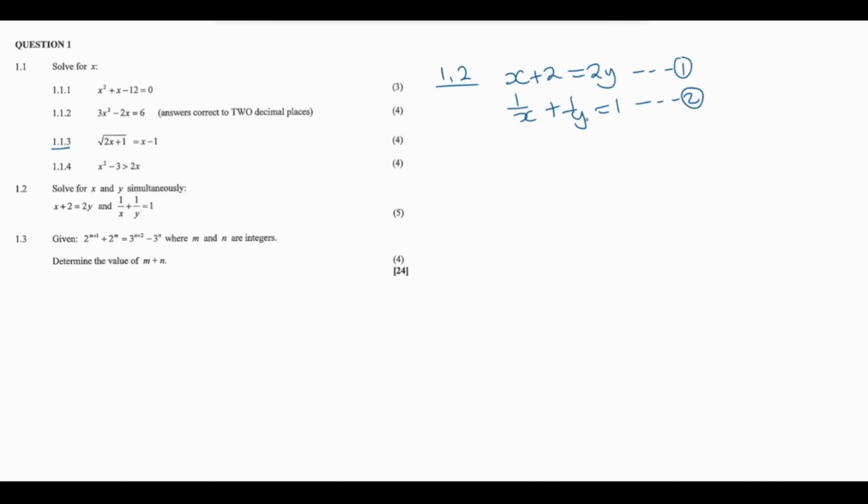We can start by dealing with equation 2 and eliminate the denominators. How do we eliminate the denominators? We can multiply everything by the LCD here. The LCD is equal to xy. So we multiply 1 over x times xy, then plus 1 over y times xy. We multiply everything by xy is equal to 1 times xy.